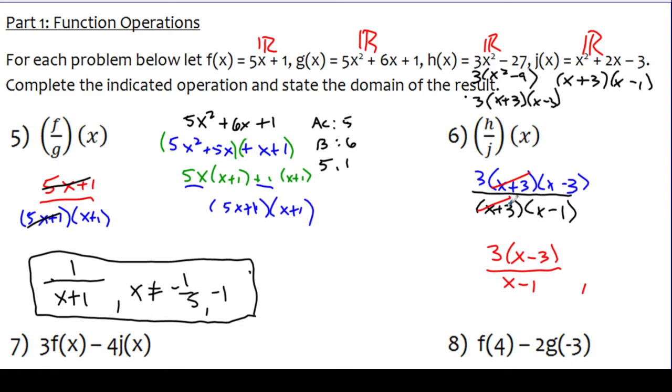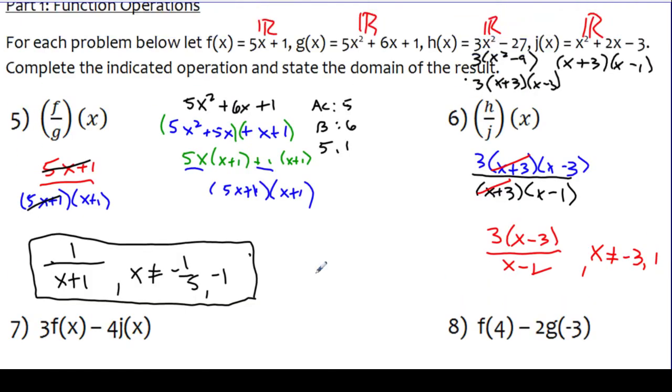But again, I have two domain restrictions. The negative 3 that comes out of setting the first factor equal to 0, that's a domain restriction. And the 1 that comes out of the second one. So I'm going to say my final answer is this. Okay, but x is not allowed to be equal to negative 3 or 1. Okay, oh, I'm going to fix that. Put it back. All right, next problem.